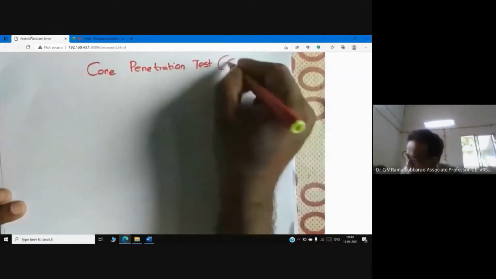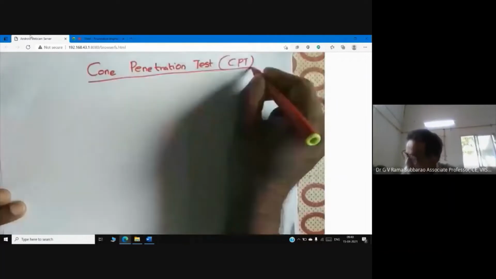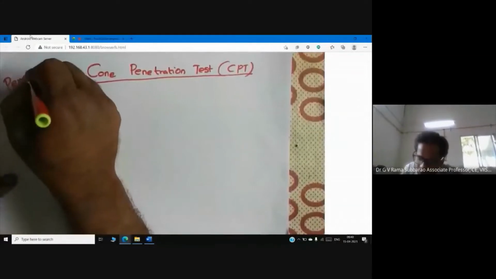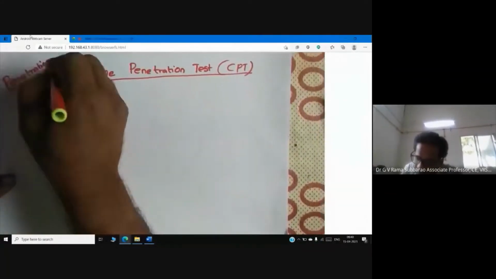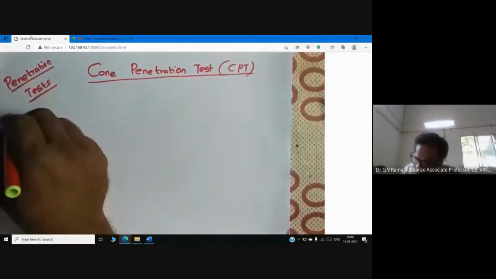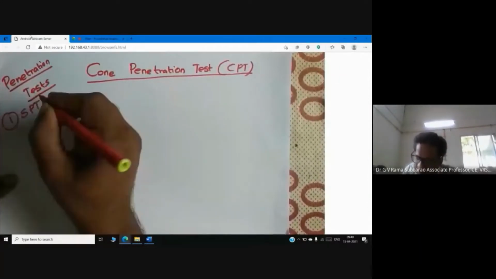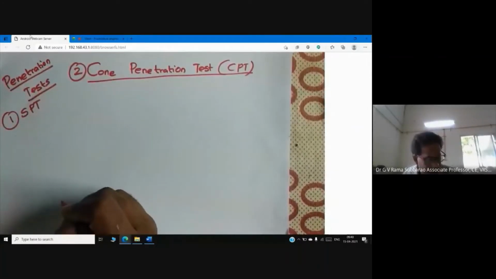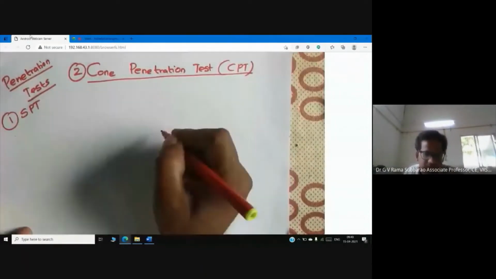This is CPT. As we discussed already, we are discussing penetration tests. Within the penetration tests, we have discussed SPT. This time we are discussing CPT, cone penetration test. Actually, when it comes to cone penetration test, it is done in two ways.